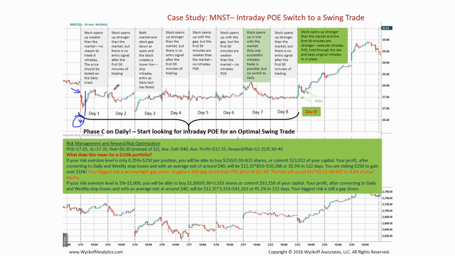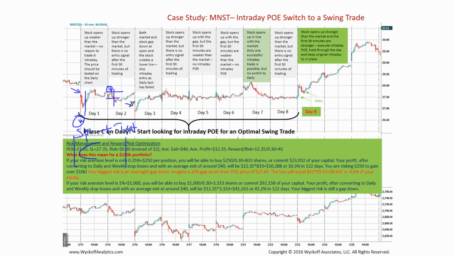Next day, we see that the first 30 minutes could be stronger than the market, but there is really no breakout to the upside in the first 30 minutes. So again, we're inclined not to trade here. We were thinking that this was phase C, by the way, so we're thinking also that if this is some kind of spring action, we should have some kind of testing action.